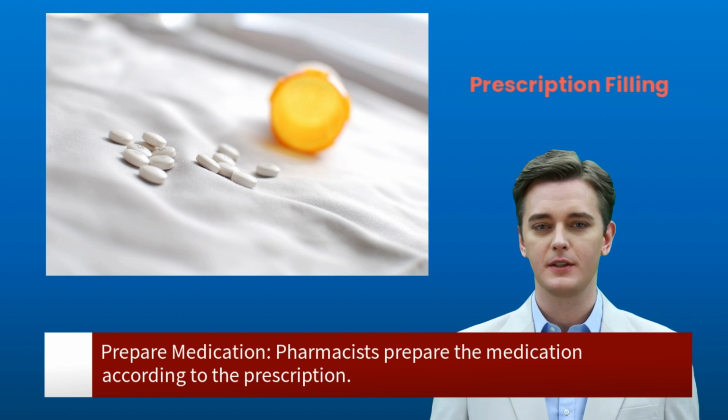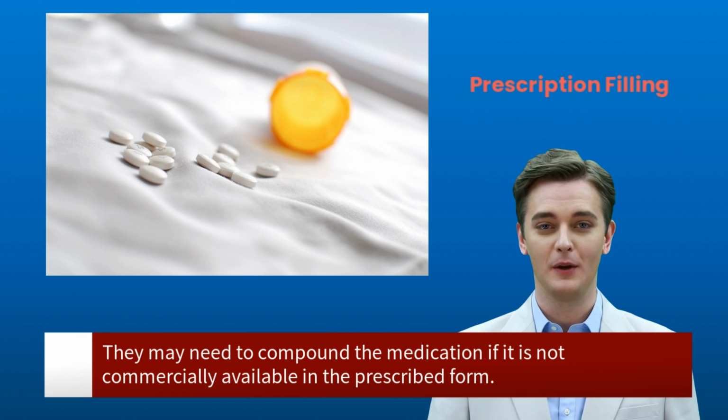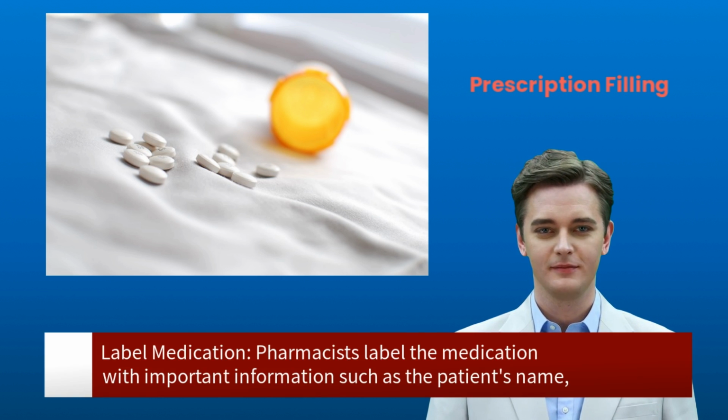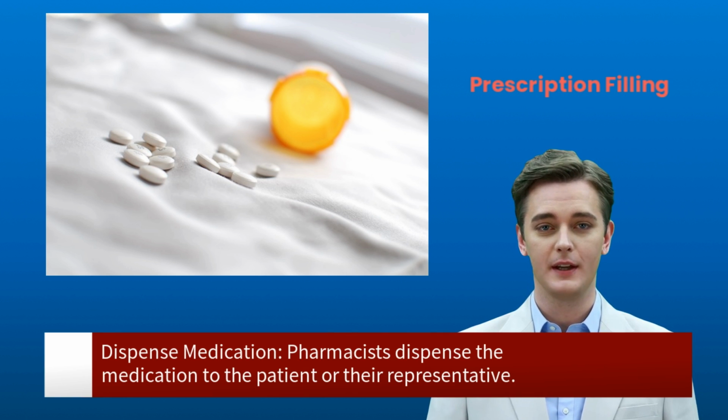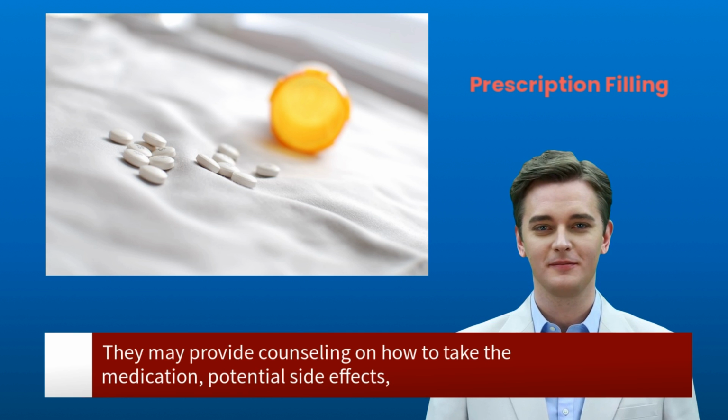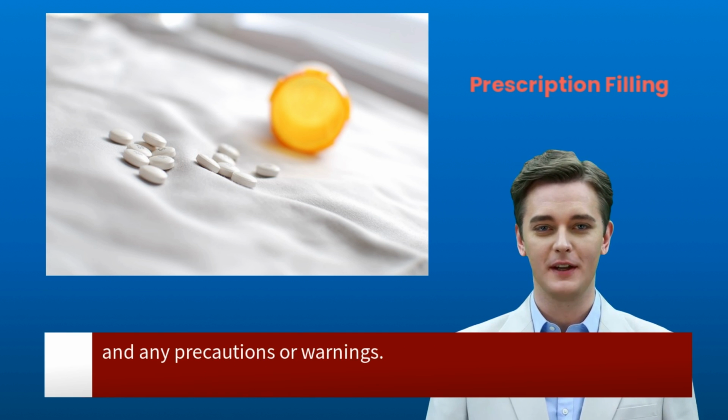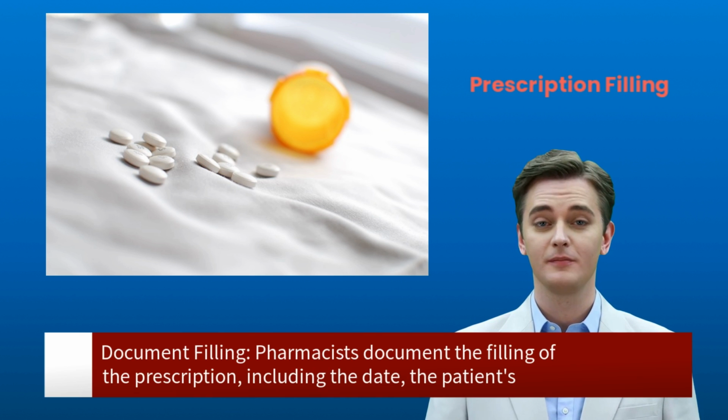Prepare medication. Pharmacists prepare the medication according to the prescription. They may need to compound the medication if it is not commercially available in the prescribed form. Label medication. Pharmacists label the medication with important information such as the patient's name, dosage, and instructions for use. Dispense medication. Pharmacists dispense the medication to the patient or their representative. They may provide counseling on how to take the medication, potential side effects, and any precautions or warnings.